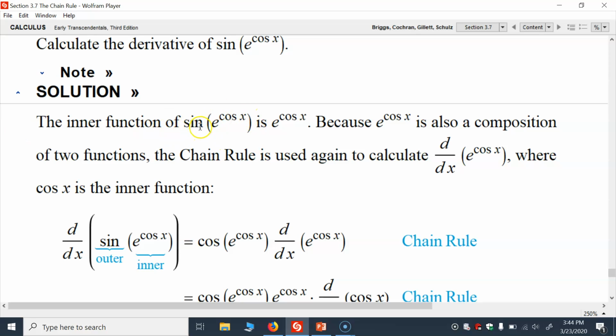So the outer function is sine of x. The inner function is e^cos(x), but that is also a composite function where the outer function is e to the x and the inner function is cosine of x.